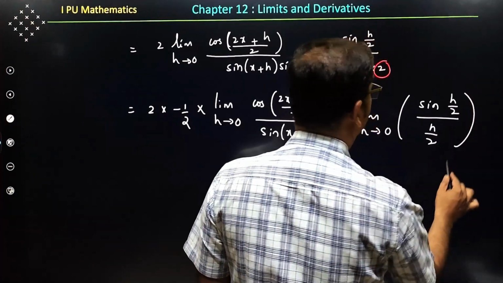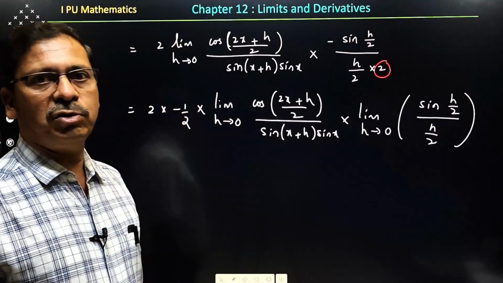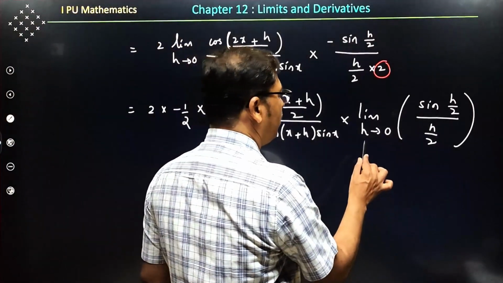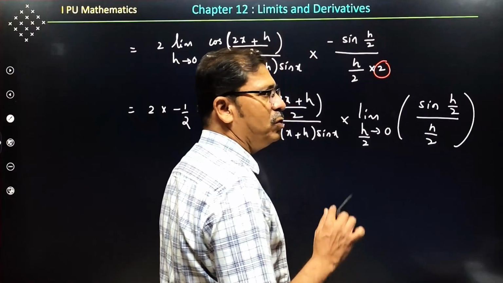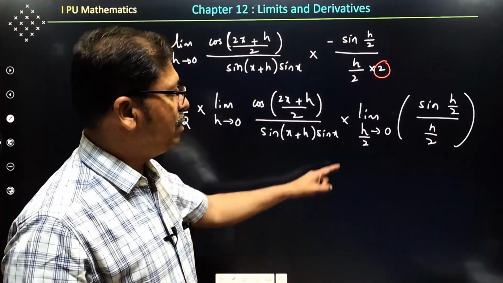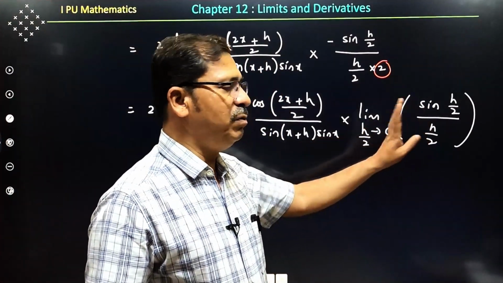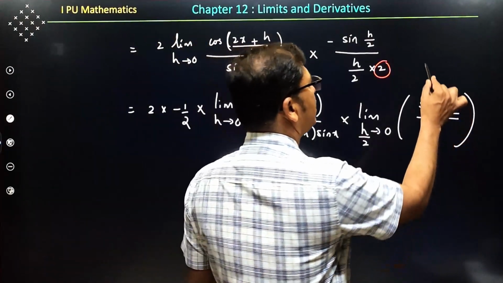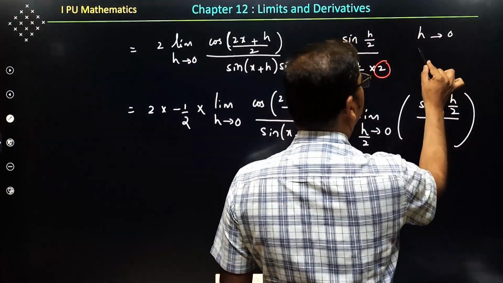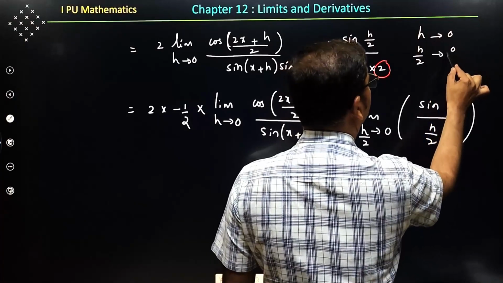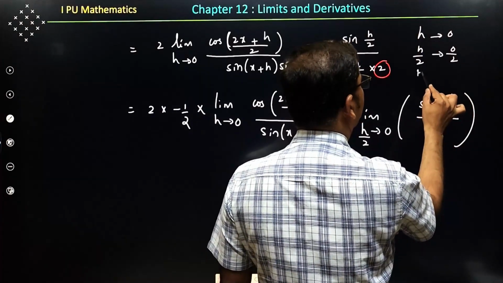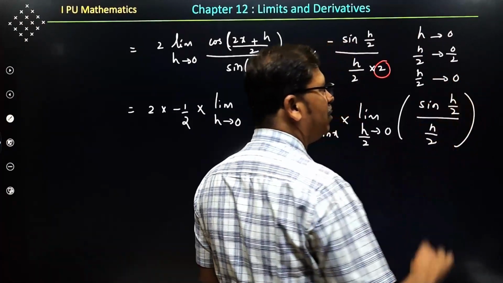Now this becomes a standard limit, limit theta tends to 0, sine theta upon theta. See, when h tends to 0, h by 2 is nothing but 0 divided by 2, which means h by 2 tends to 0, that means theta tends to 0. Sine h by 2 divided by h by 2. This is the theme here.